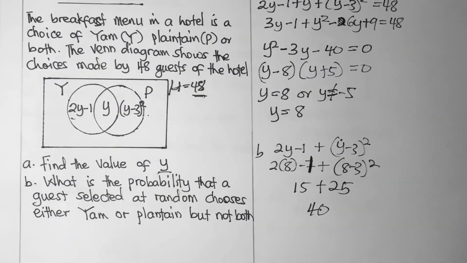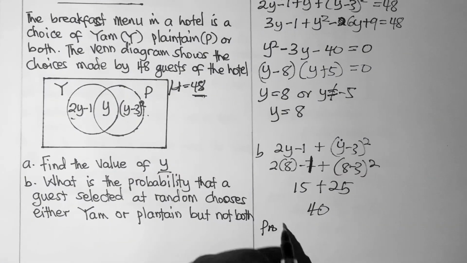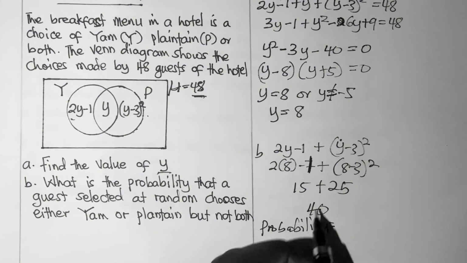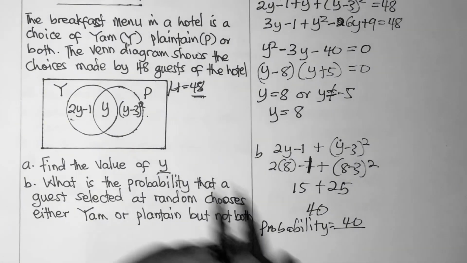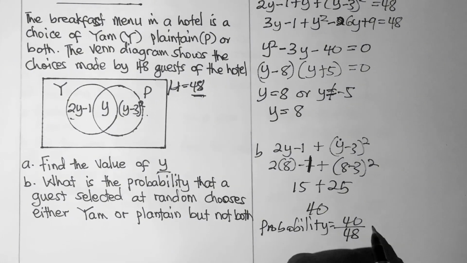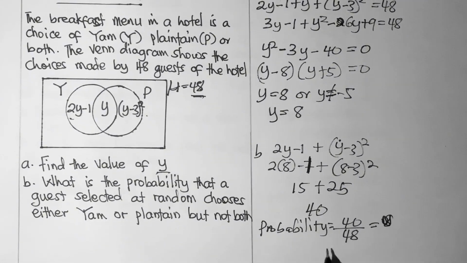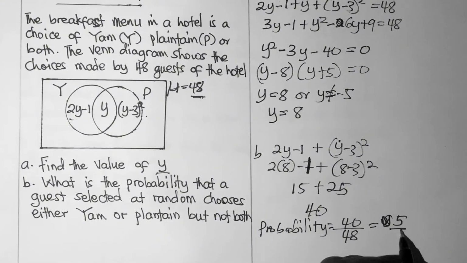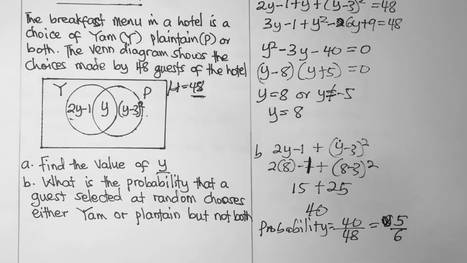So the probability is equal to 40 divided by the total, which is 48. 8 will divide 40, 5, and 8 will divide 48, 6. So the answer is 5/6.